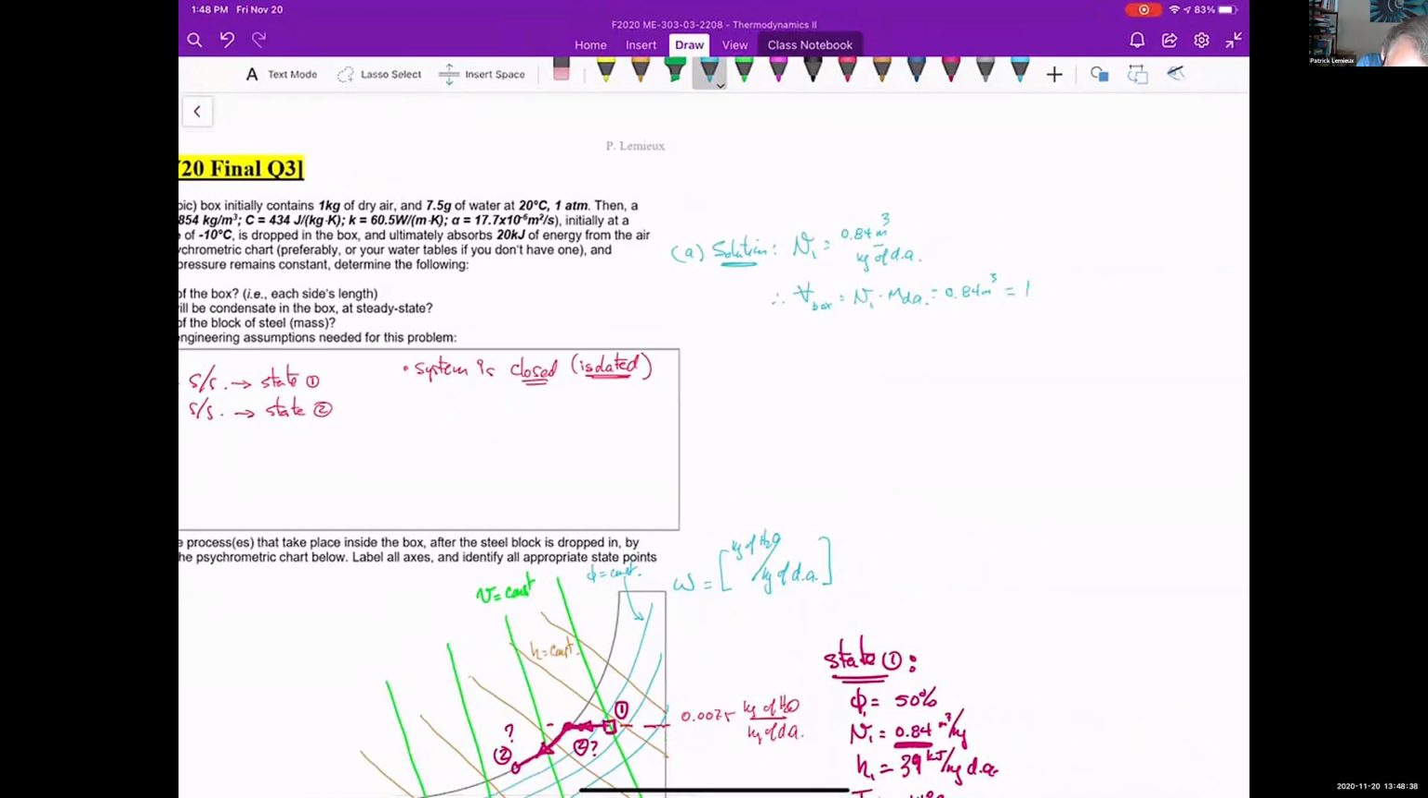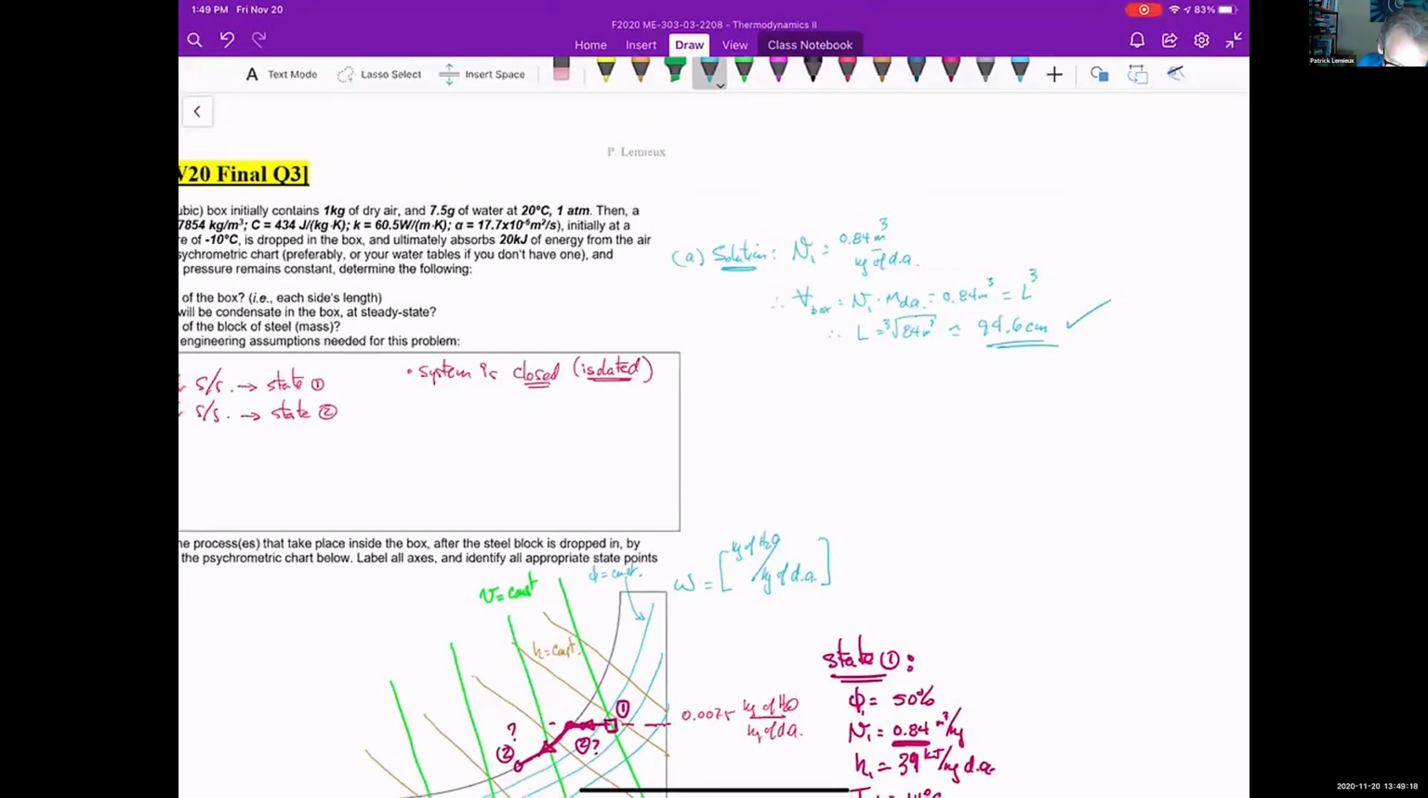And the volume of the box is the length of the box cubed, because it's a cube. And so the length of each side is going to be the cube root of 0.84 meter cube. When you punch in the numbers, I think that's about 94.6 centimeters. I did this in the other class already. Check. There goes 10 points per final exam. So easy. Okay, let's keep going.